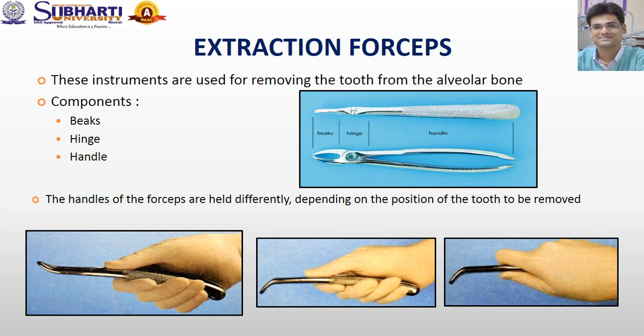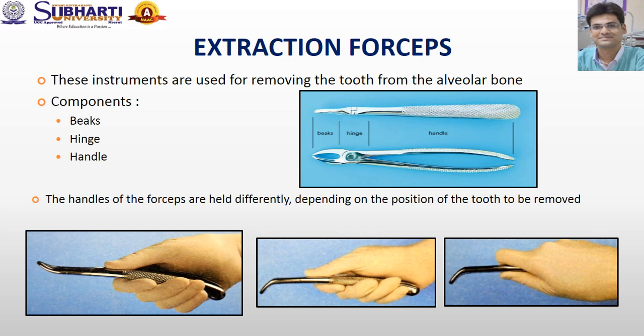The handle of the forceps is held differently depending on the position of the tooth to be removed. For maxilla, the handle should be held in a palm up position, so that the instrument is positioned superiorly. Whereas in case of mandible, it should be held in a palm down position. That is, the palm is on the superior surface of the instrument.